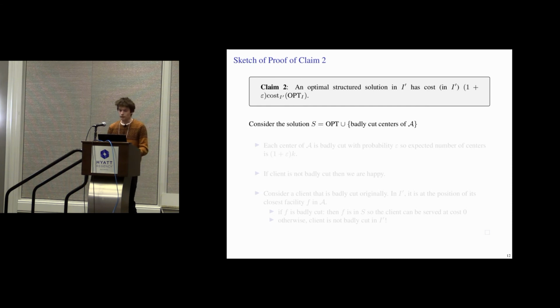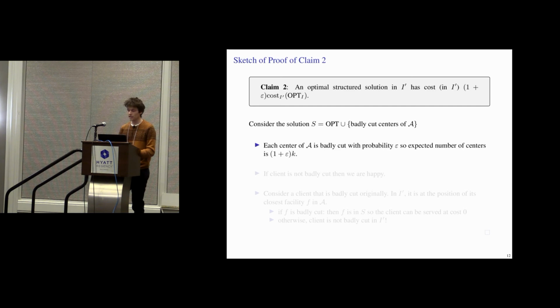For that, I'm going to consider the solution S, consisting of the optimal facilities plus the Badlicat centers of the approximate solution A. So this has slightly too many centers, but since every center of A is Badlicat with probability epsilon, in expectation there are only 1 plus epsilon k centers in that solution. So if a client is not Badlicat, then we are happy. We can serve it with a small detour in the original instance.